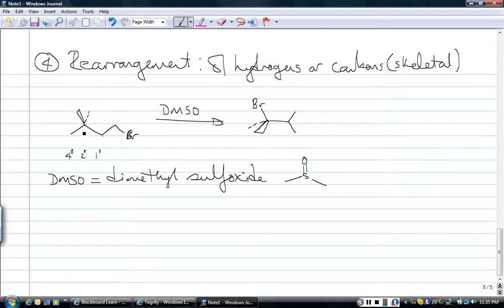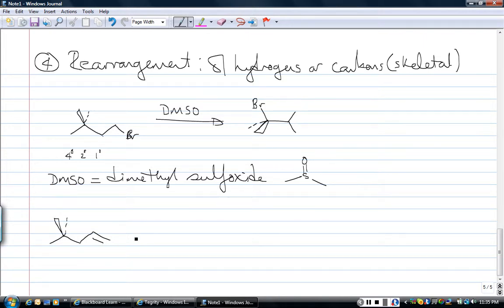Rearrangement reactions, or rearrangements in general, can either occur on their own, as in this particular case, where all I did is simply dissolve one compound in the DMSO, and the compound rearranged to an isomer. But rearrangements can often accompany other reactions. And so a good example of that is, I'll give you an analogous illustration.